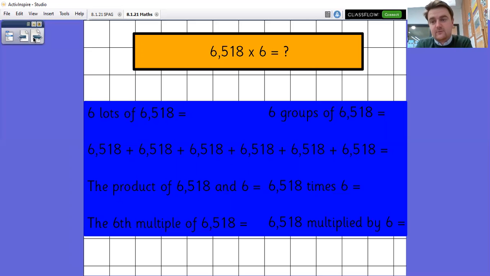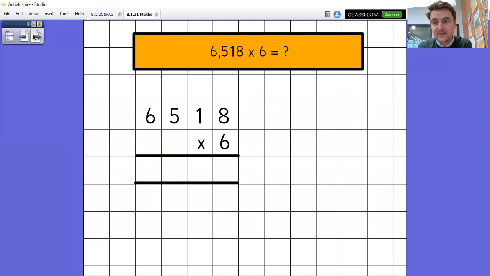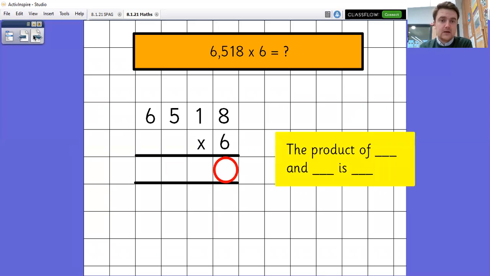So there's loads and loads of different ways that you might see that question or you might hear that question. All of those mean the same thing. It means that we're multiplying. So we're going to start off again with our classic column method. Then we'll go into partitioning. Then we'll go on to our visual representation. And then we'll do the same with another set of numbers. And then I'll set you your activities.